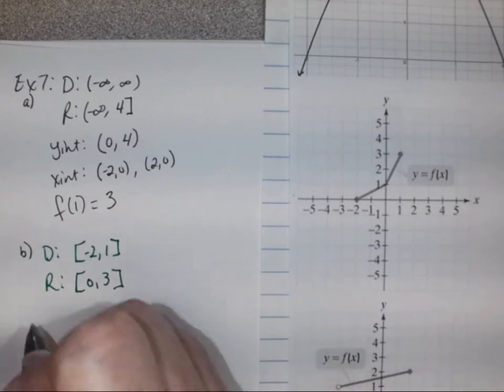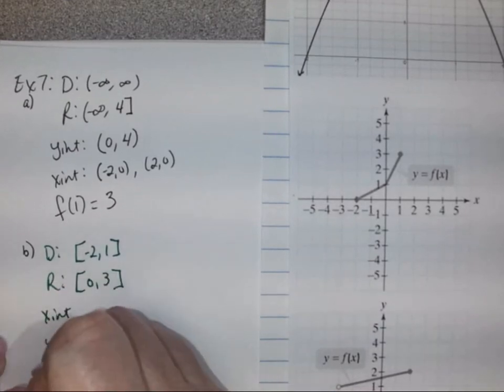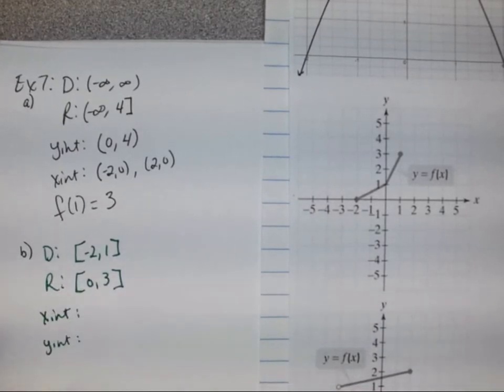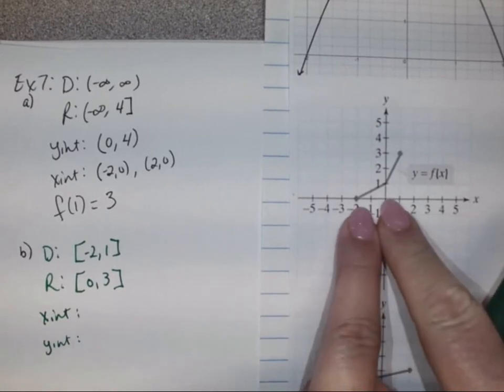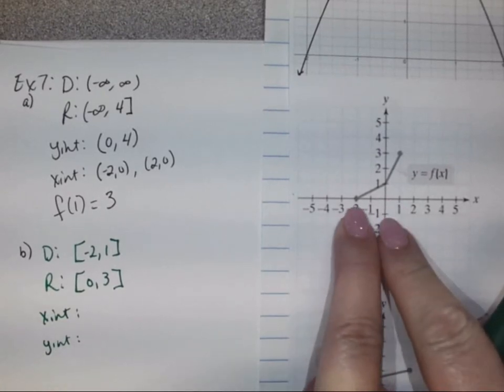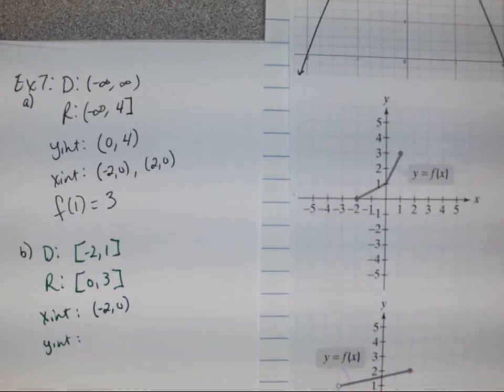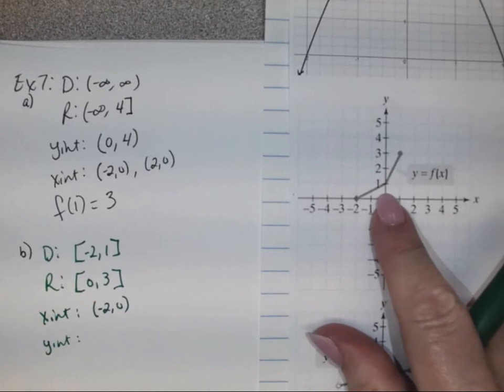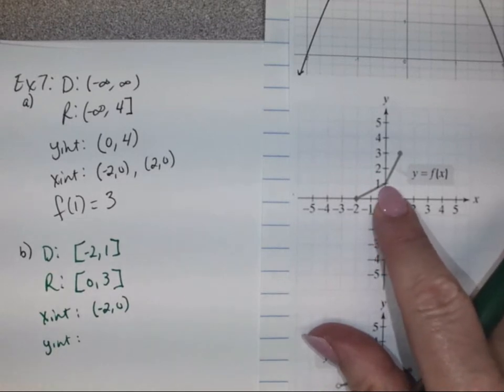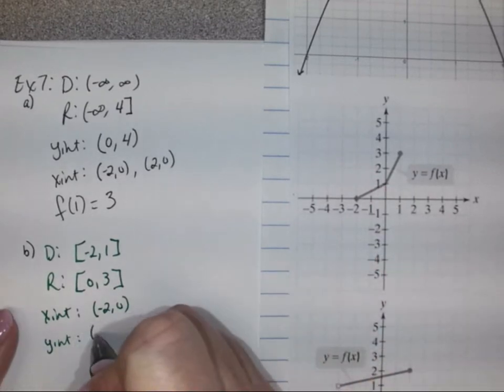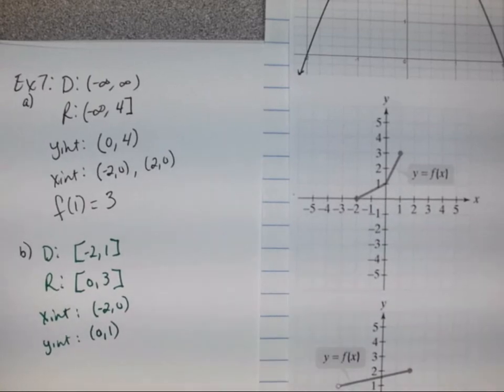Now let's look for the x-intercept, and then we'll find the y-intercept. The x-intercept, it's touching the x-axis right here at negative 2, so it will be negative 2, 0. And for the y-intercept, it's touching right here at the 1, so it will be 0, 1. So we can use this to find our values, our functions, just like we've done before.